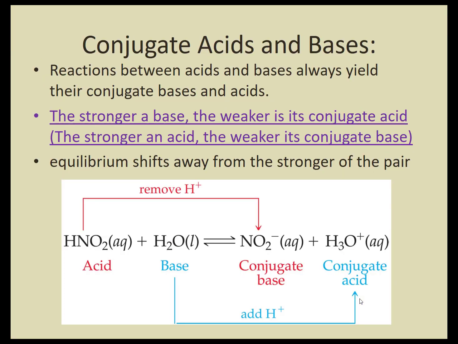Just as another reminder, the stronger your base, the weaker the conjugate acid. And so when we are dealing with these weak acids and bases, if we end up having a stronger conjugate base, this will drive the reaction backwards. And so we are going to end up with very, very little products. And those stronger conjugate bases and stronger conjugate acids, again, would be a driving force of the reaction.